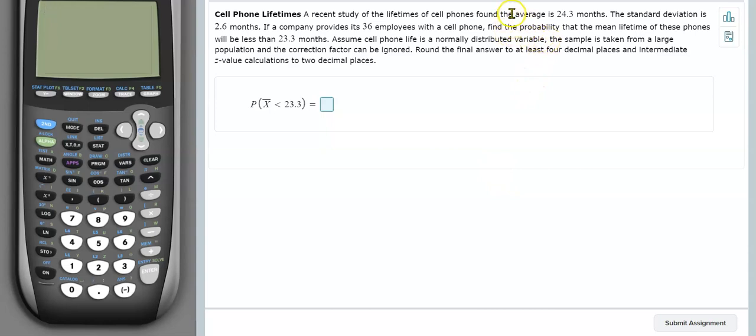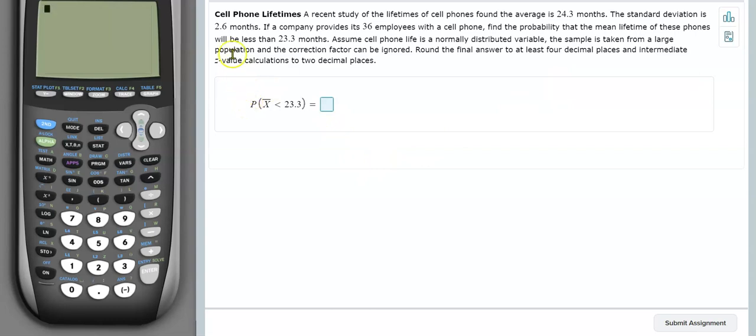So what I'm looking for, really, I'm looking for the average, all right? I'm looking for a standard deviation, which is, the average is 24.3, standard deviation is 2.6. However, here I can see that the company provides 36 employees, so they are making a sample. All right, so I am using sample here with n = 36, and of course we are looking for the probability, which is this one here.